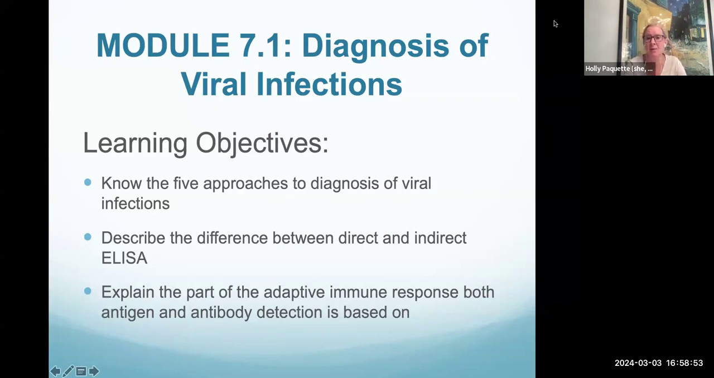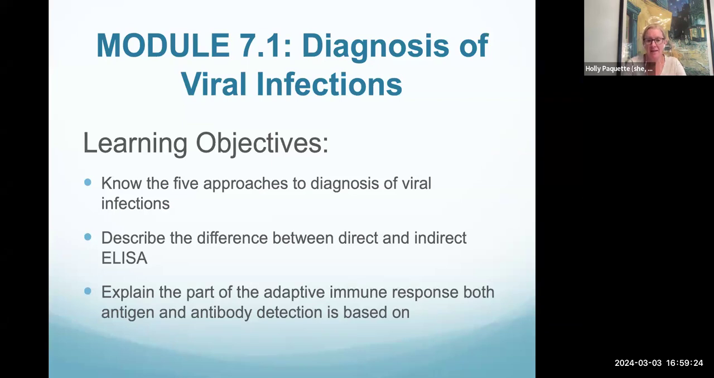As I said, today we're going to be talking about the diagnosis of viral infections. Some of the learning objectives for this are to know the 5 approaches that are used to diagnose viral infections, and we'll talk about the strengths and weaknesses of each of those. We'll also talk about a type of test called an ELISA, and I will explain what the ELISA stands for. And we'll talk about the difference between doing a direct or an indirect ELISA.